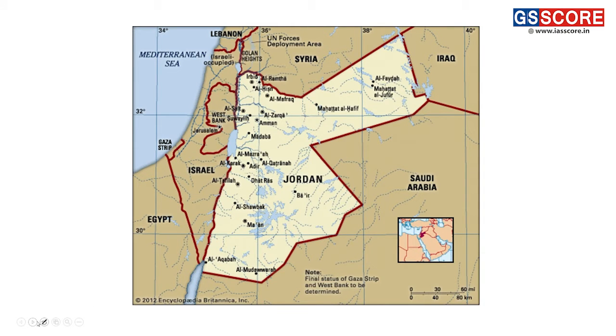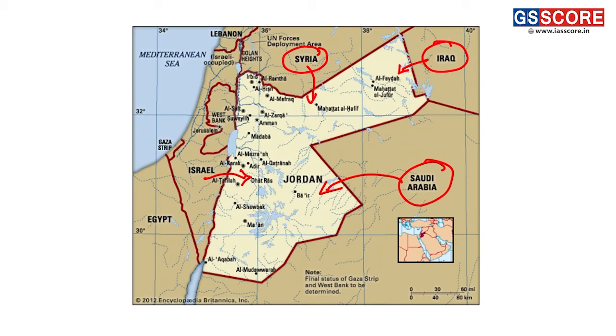Looking at the diagram, we can see Saudi Arabia has a direct border with Jordan. Iraq also shares a border with Jordan. Syria shares its border with Jordan. Israel shares its border with Jordan. But we can see Egypt here, it is not sharing its border with Jordan.